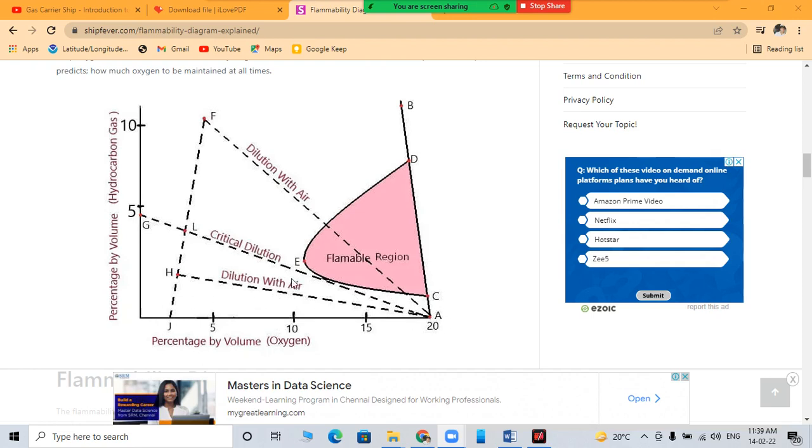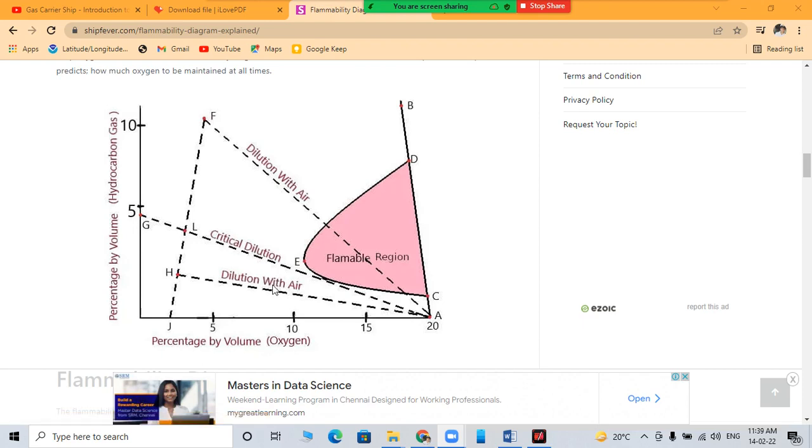Same here: if you point to any place over here, what will you have? A lower percentage of oxygen. If the percentage of oxygen is low, then again there will be no fire. Even if you go over here, there will be a lower percentage of oxygen.